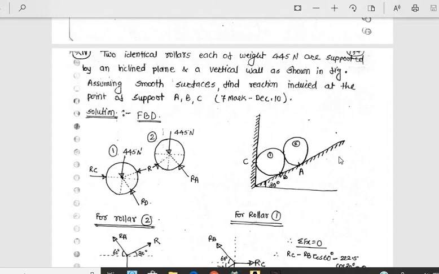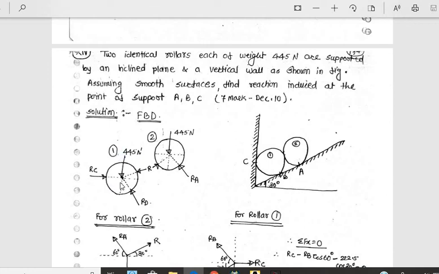Vertical wall, inclined wall, these are the two cylinders, 1 and 2. This is 30 degrees. This is surface A, surface B. So here there is a contact reaction, here there is a contact reaction, at C there is a contact reaction, and the two are connected here, so one common reaction comes here. Now see the free body diagrams.